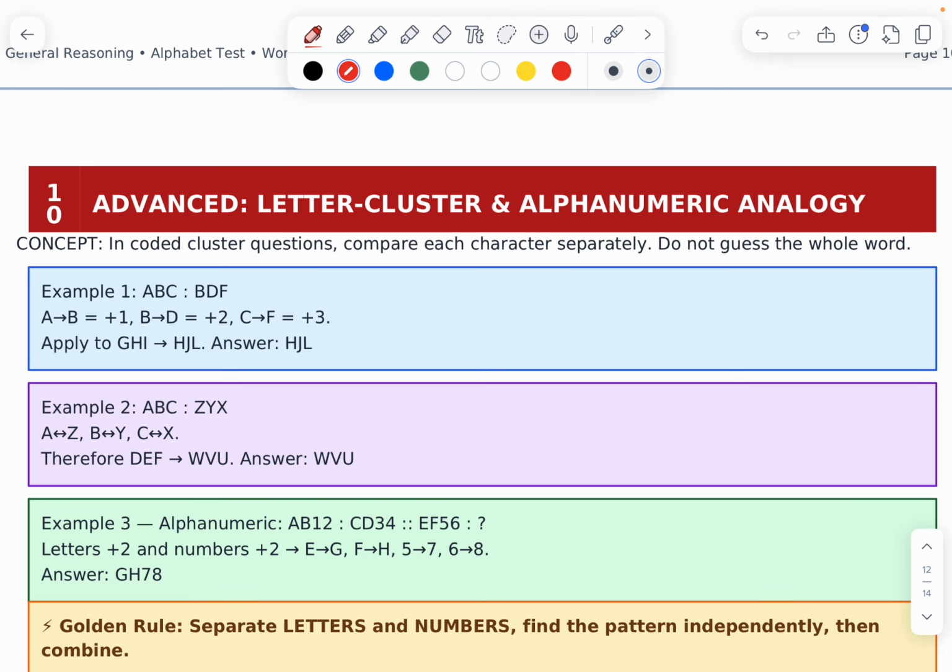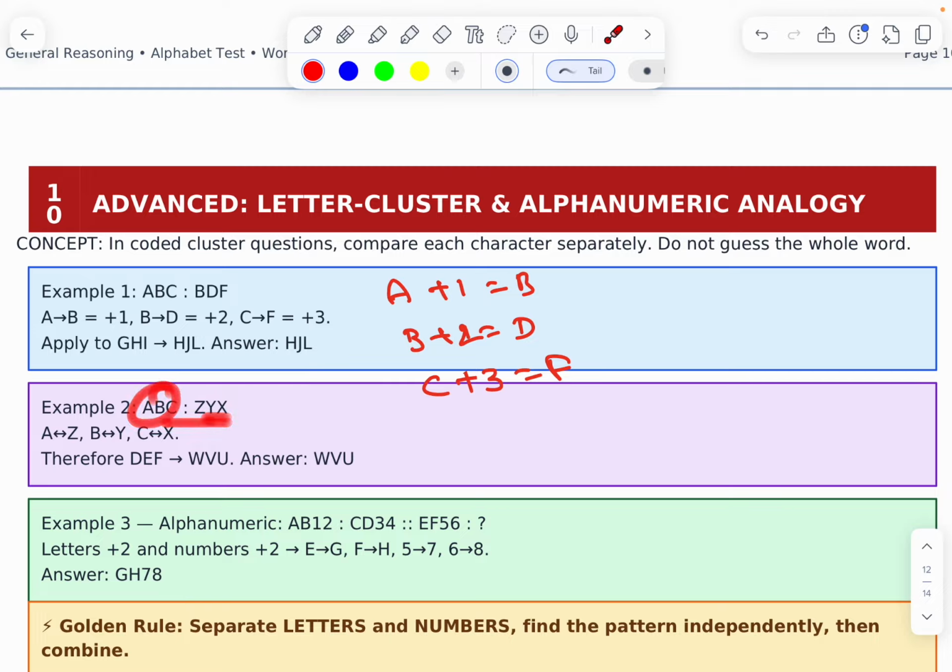In most different model sums, advanced model sums, advanced letter clusters. Okay. A, B, C, B, D, F. Here A represents B, B represents D, C represents F. Okay. That means A plus 1 is equal to B. B plus 2 represents D. C plus 3 is equal to F. Like that. Next.